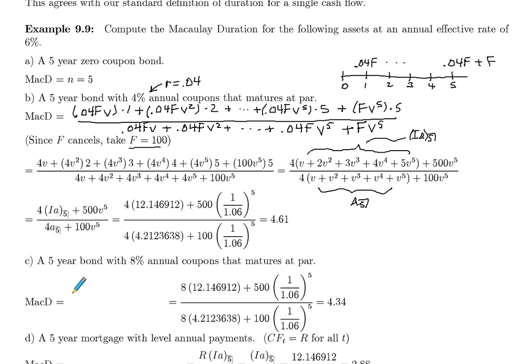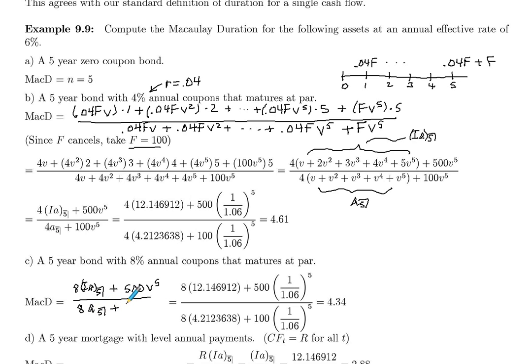So our Macaulay duration in this case is going to be 8 times (IA) angle 5 plus, and again, we're doing the same thing. We're taking F equals 100 to make those decimals cancel out. So we're still going to have a 500, because it's a 5-year bond, 5 times 100, v to the 5th. And then downstairs, instead of 4 (a) angle 5, it's going to be 8 (a) angle 5.